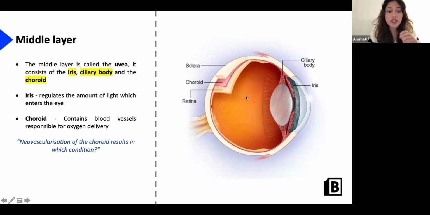And the choroid is very important because it contains lots of blood vessels that are responsible for delivering oxygen to the outer part of the retina. So one thing that you may want to think about for the exams is neovascularization of the choroid and how that may result in an eye-related condition. So just take a moment to think about that.